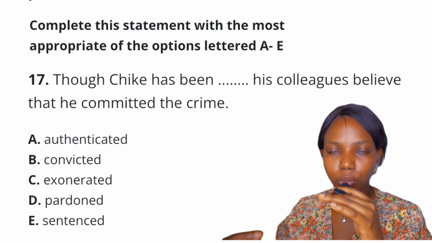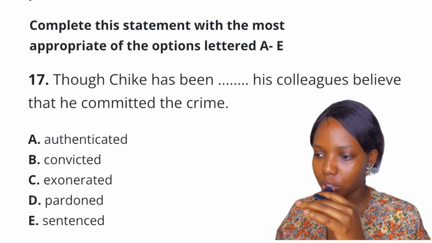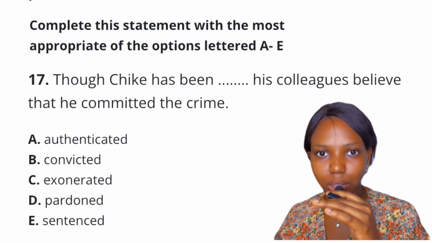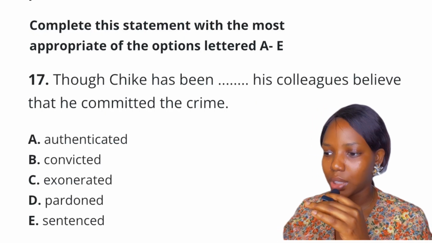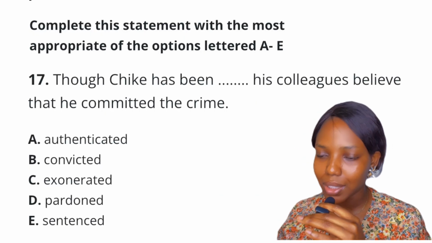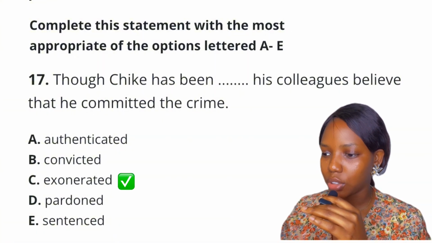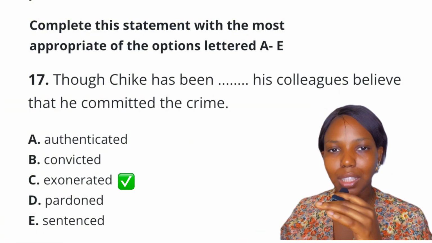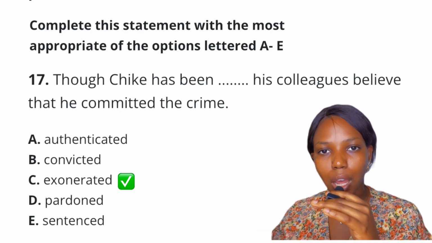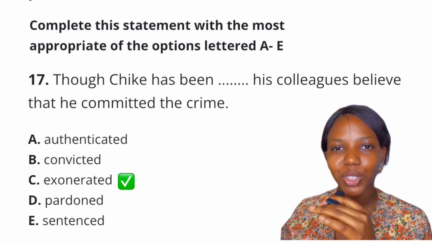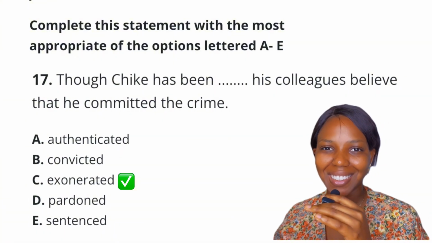Authenticated, to prove that something is genuine or real, doesn't relate. Option B, convicted, declare that someone is guilty. Not the answer. Option C, exonerated, proven innocent. So this is the answer to the question. Pardoned means you're guilty but forgiven. Sentenced is you are punished after being declared guilty. So the best answer to this question is exonerated.